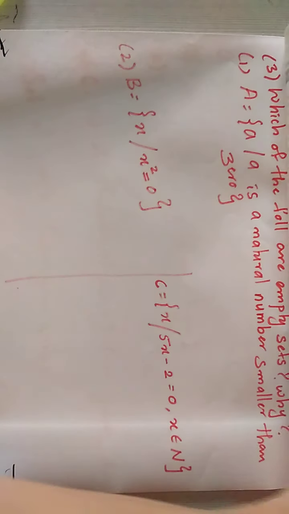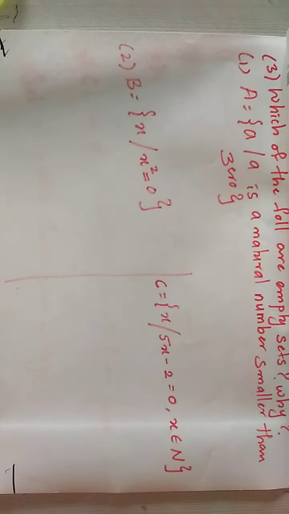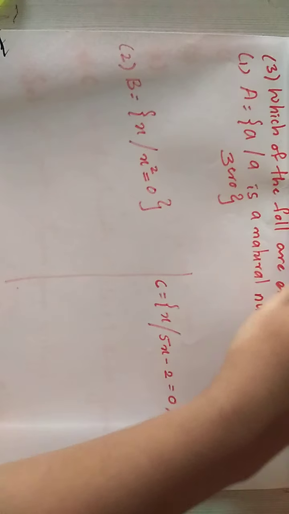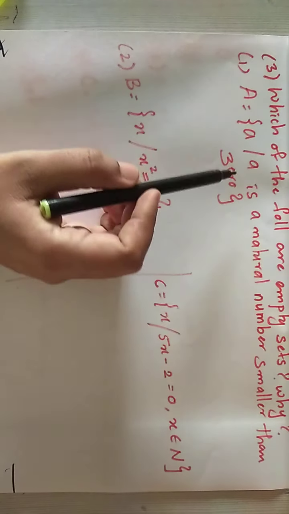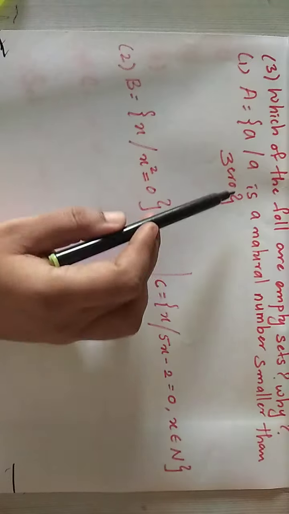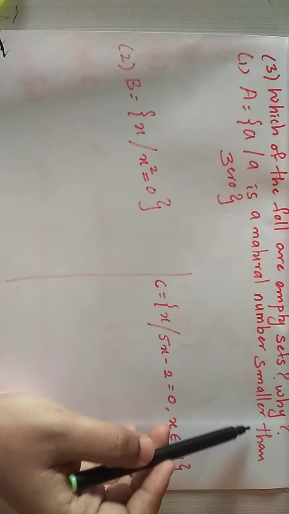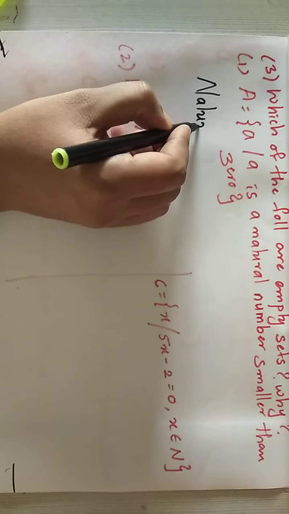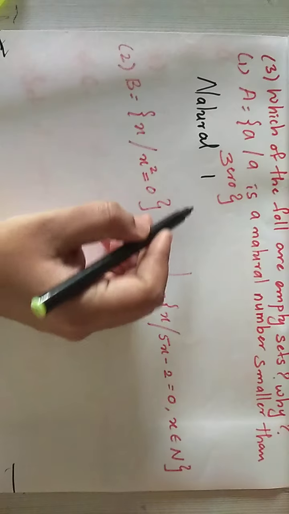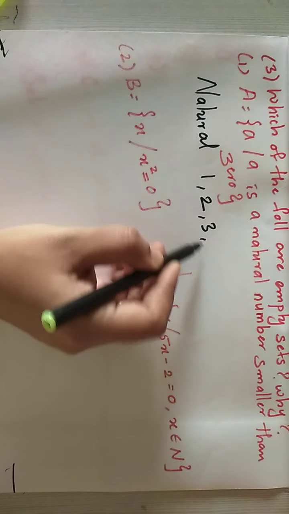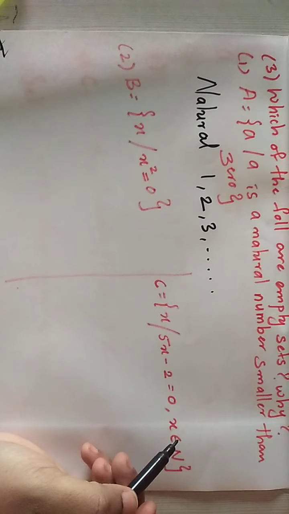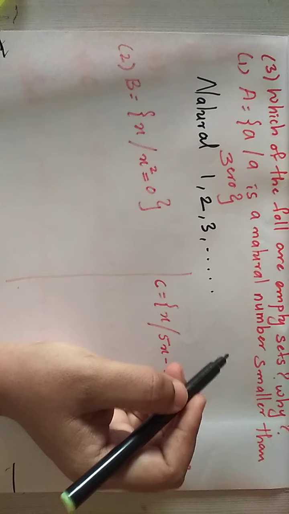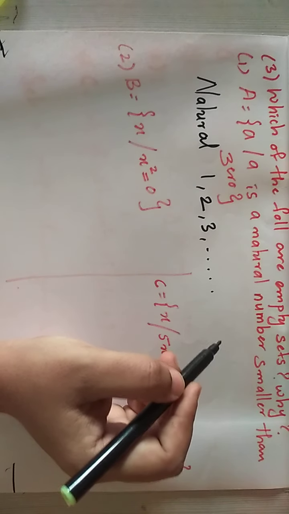Let's go to question number 3, which says which of the following are empty sets, and give a reason for that. The first one says A consists of all the a's such that a is a natural number smaller than 0. We know very well that natural numbers start from 1, 2, 3 and so on till infinity. So if you observe carefully, there is no natural number smaller than 0. All the natural numbers are bigger than 0.